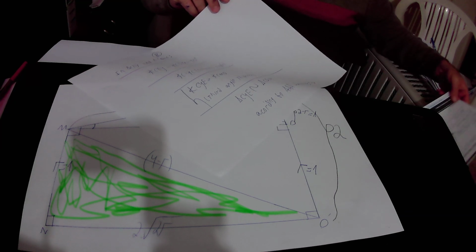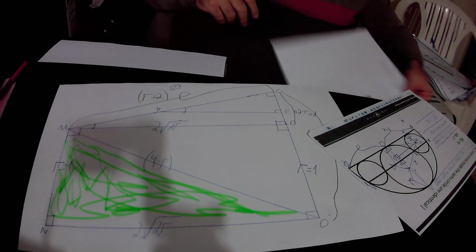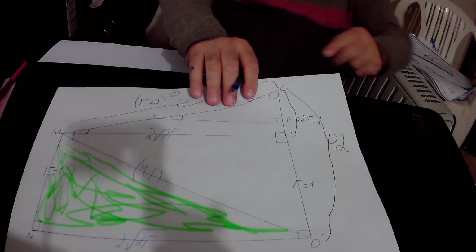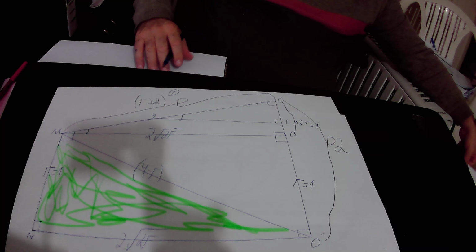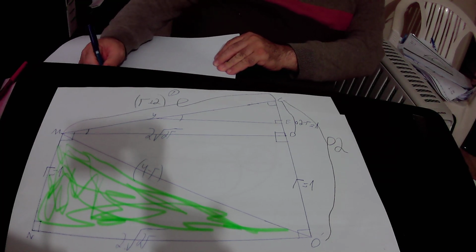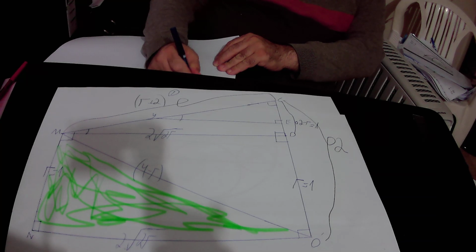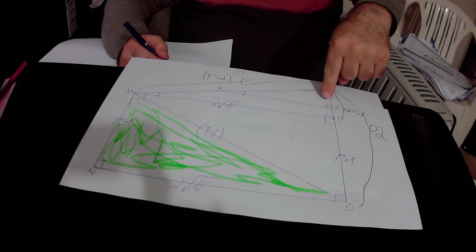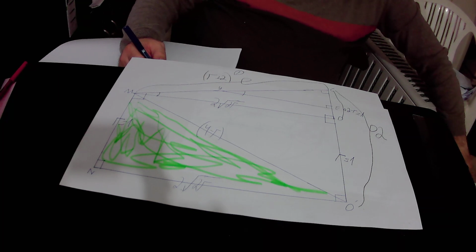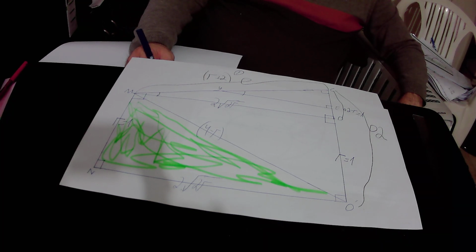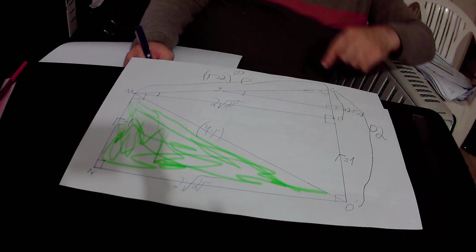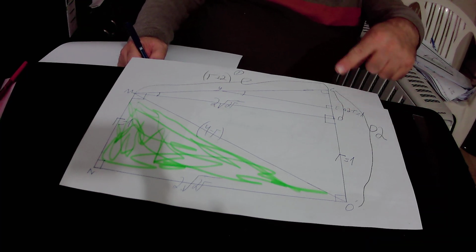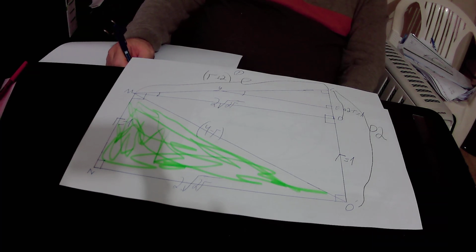So from the fact that triangle CEY is similar to triangle CDM, we will conclude that the following equality is true: CE over CY in triangle CYE equals CD over CM in triangle CDM.